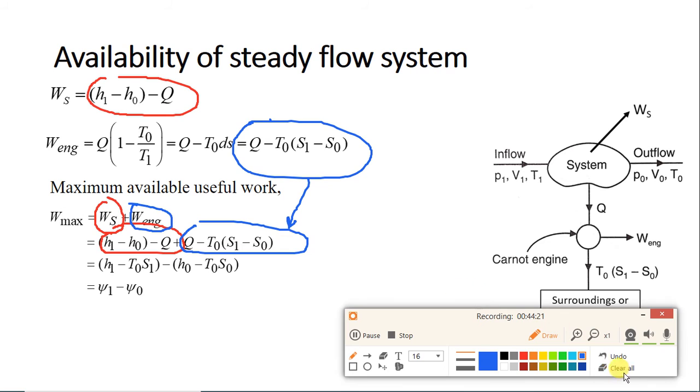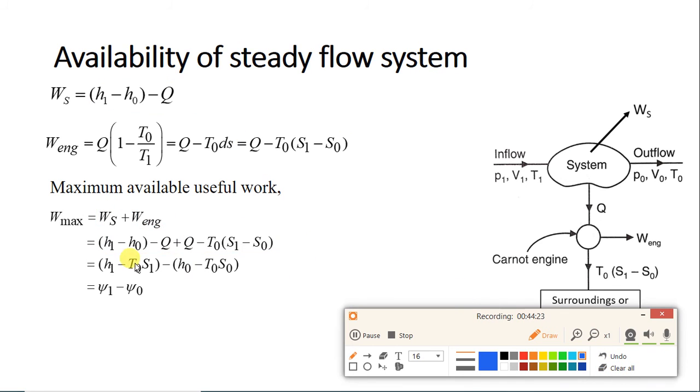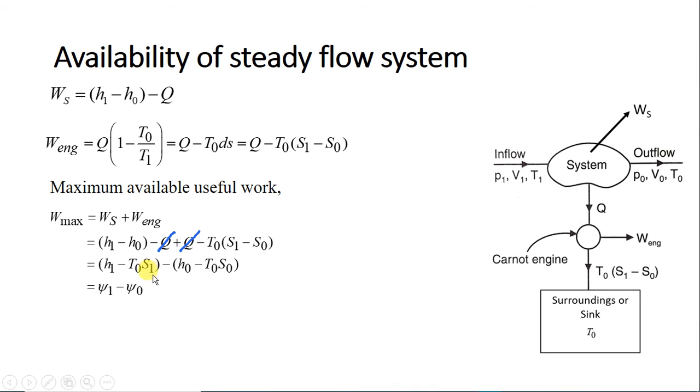So here you can see, let me clear this part. You can see that this Q and this Q will get cancelled, and arrange the terms properly. You will get H1 minus T0 S1 minus, in bracket, H0 minus T0 S0. Now this first bracket is denoted by psi 1 minus this second bracket is denoted by psi 0.